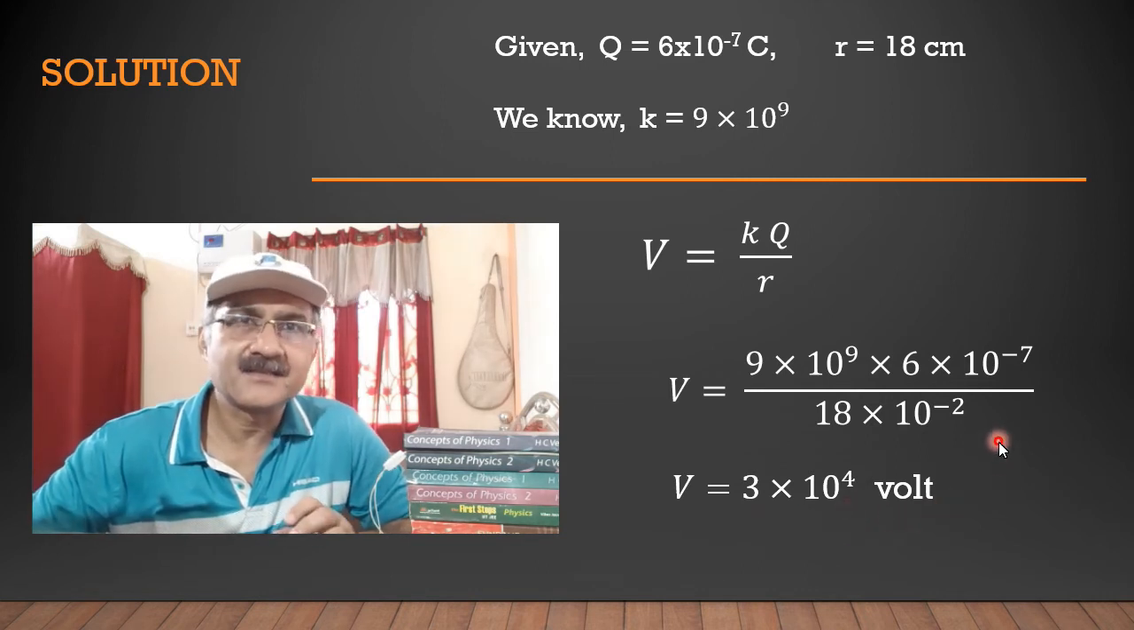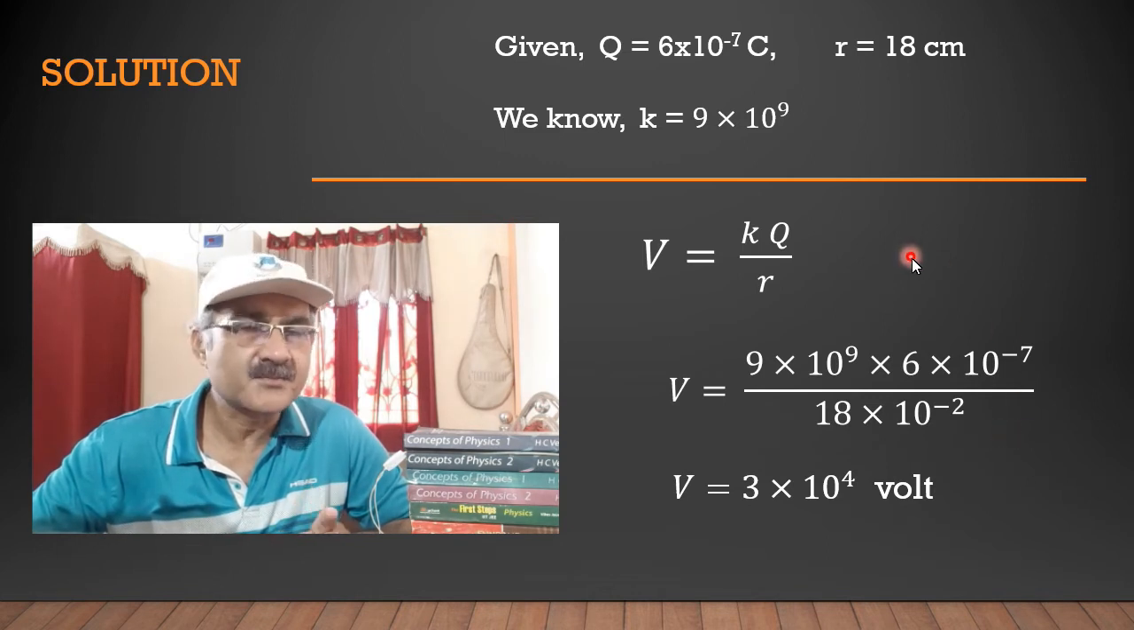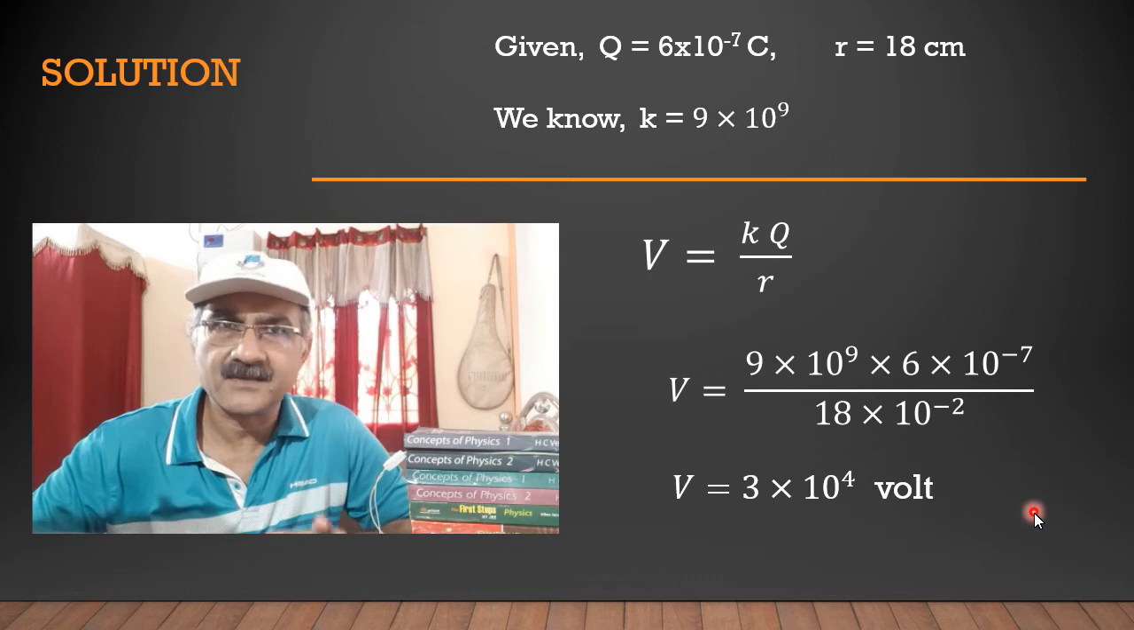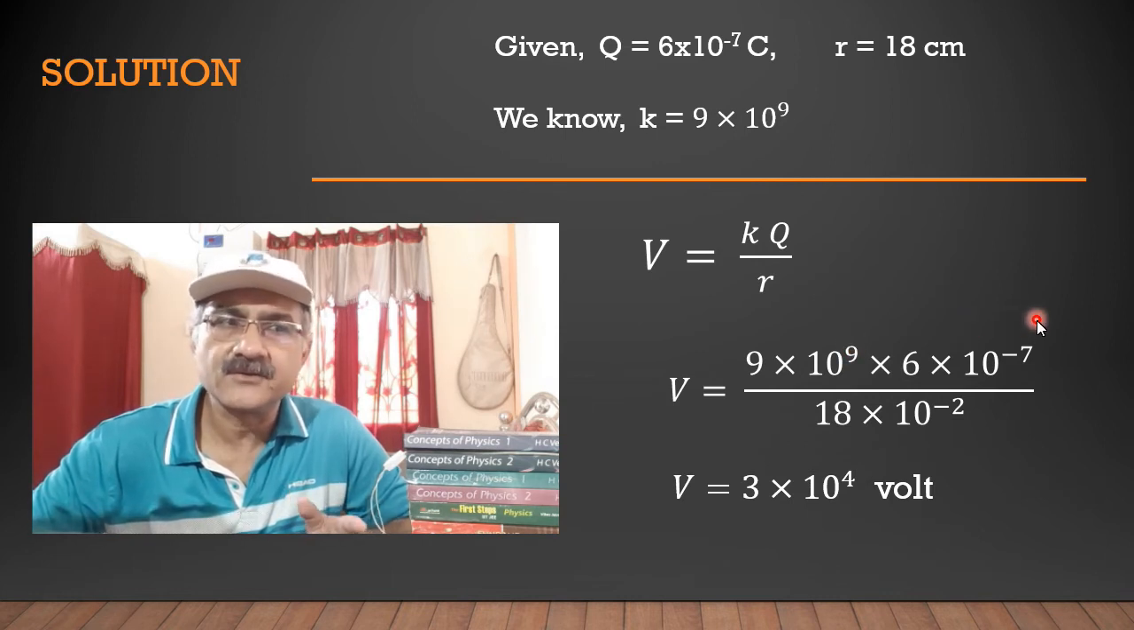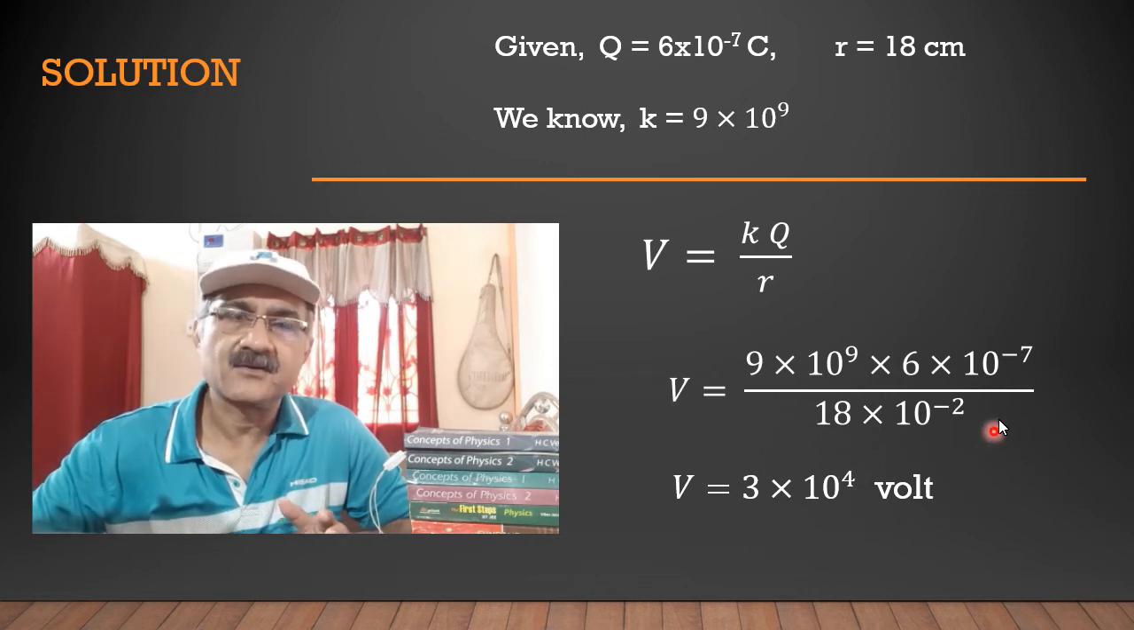If you observe, you will see that the numerical values that I have taken in this problem make our calculation very simple. Say this is 9, this is 6, this is 18. So 18 by 6 is 3, 9 divided by 3 is 3, right? Then this 10 to the power minus 2, when it goes to the numerator, it becomes plus, so it becomes 10 to the power 11 minus 7, 11 minus 7 is 4, so 10 to the power 4. So potential is this much. Calculations very simple, formula very simple, so the question is very simple.